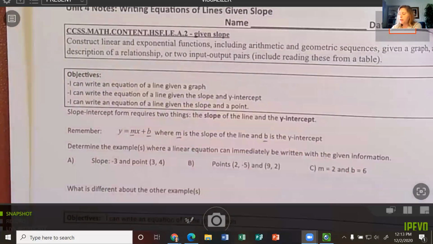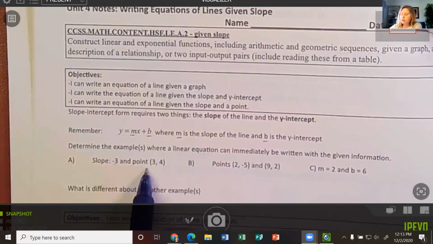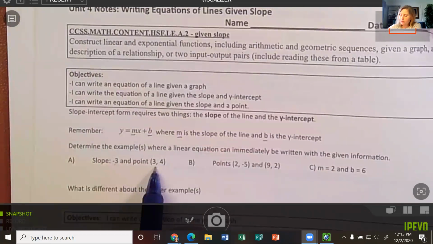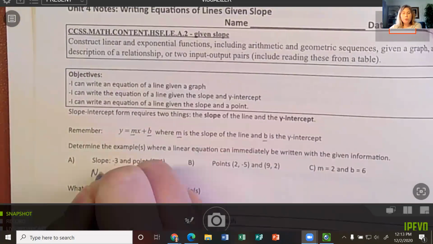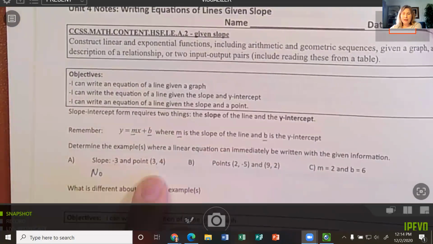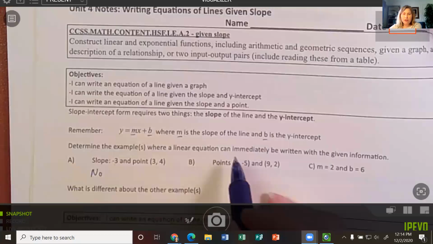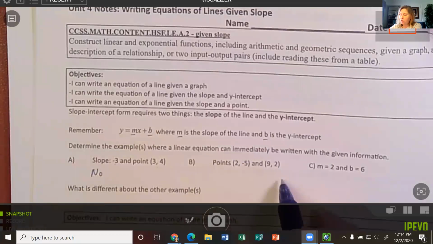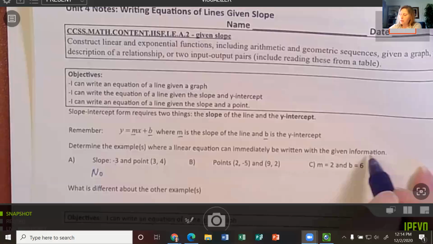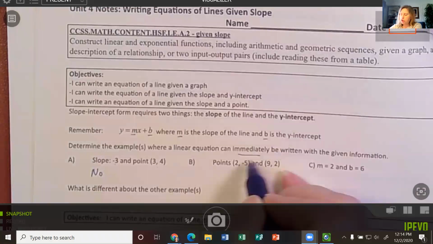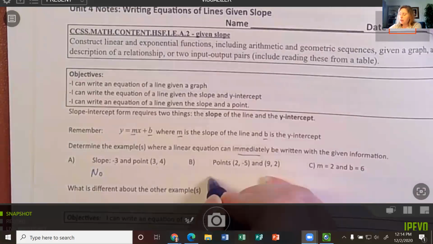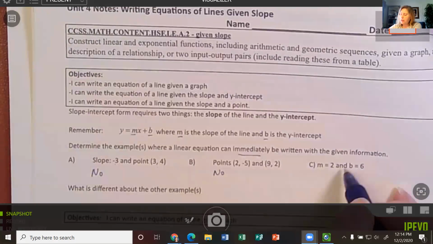Okay, determine the examples where a linear equation can immediately be written from the given information. So here it can't immediately be written because we don't have the y-intercept. So not for this one. We would still be able to figure it out, but it's not given information. Here we have enough information to figure it out, but not immediately. We would have to do some calculations first. So no, not immediately. This one, they give us m and they give us b.